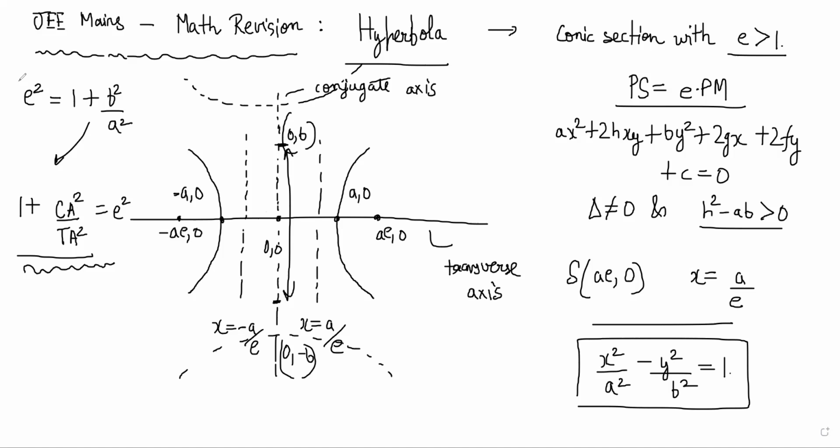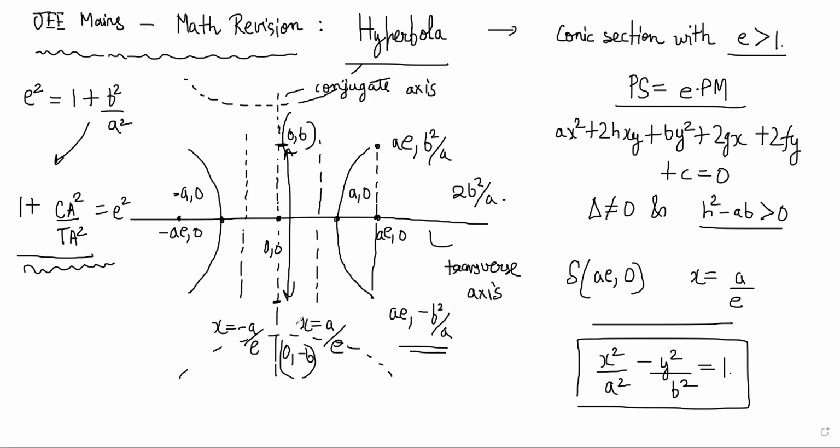Now, we know all of these points, vertices, foci, directrix and so on. The latus rectum will be the line perpendicular to transverse axis. It will pass through the points ae comma b square by a and ae comma minus b square by a, just like in an ellipse. Your length of latus rectum becomes 2b square by a, right?